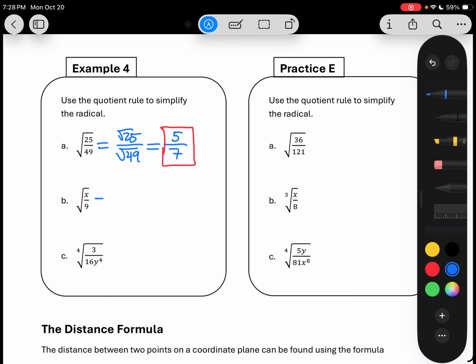This next one, if we split it up, it'd be the square root of x divided by the square root of 9. Square root of 9 is nice, that's 3, but square root of x is not, so we can't really do anything with it. We'll just keep it how it is.